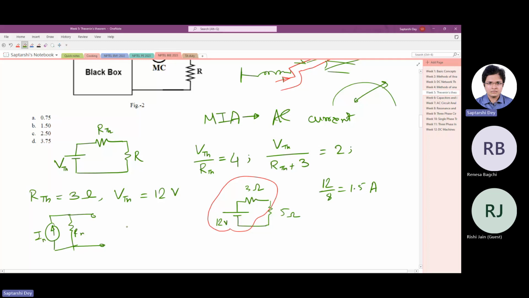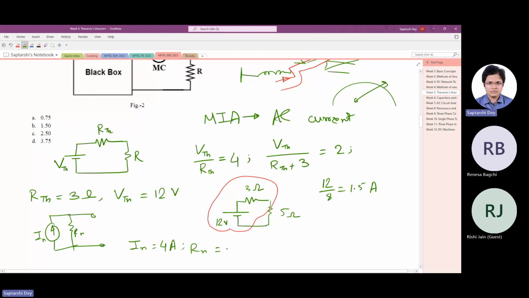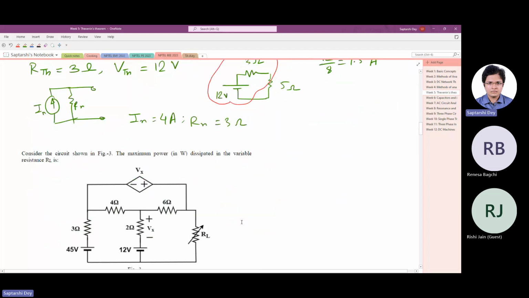Then we can solve like they said that short circuit current is 4 ampere, so clearly IN is 4 ampere, and RN would anyway come out to be 3 ohm. Then we could solve the circuit. Same thing. Okay, we'll go to the next question then, if you don't have any doubt.